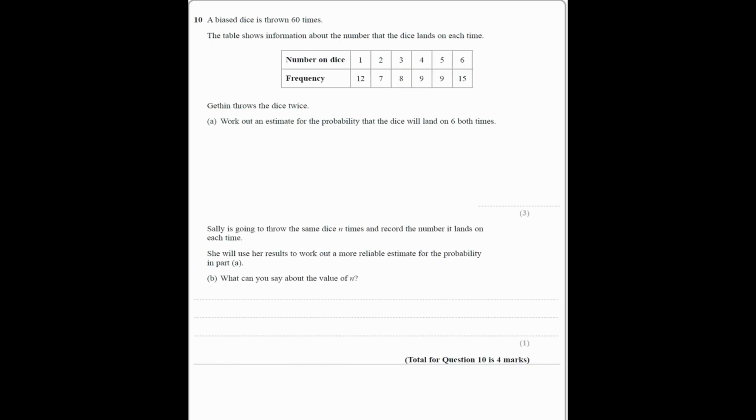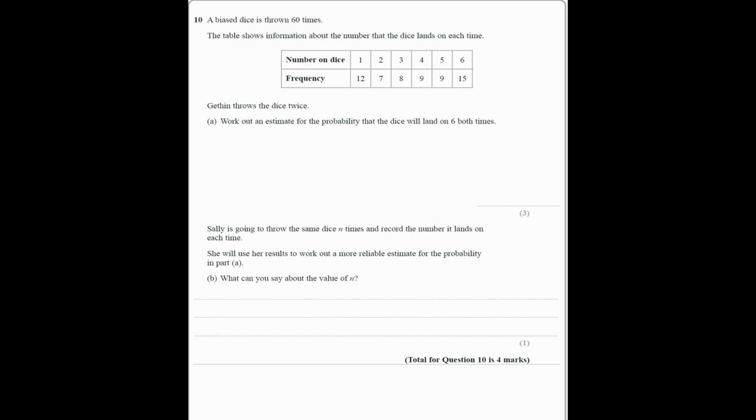Question number 10. A biased dice is thrown 60 times. The table shows information about the number that the dice lands on each time. Number on dice and their respective frequencies are given. Geeta throws the dice twice. Work out an estimate for the probability that the dice will land on 6 both times. We are asked to estimate the chance of rolling a 6 twice in a row based on experimental data.